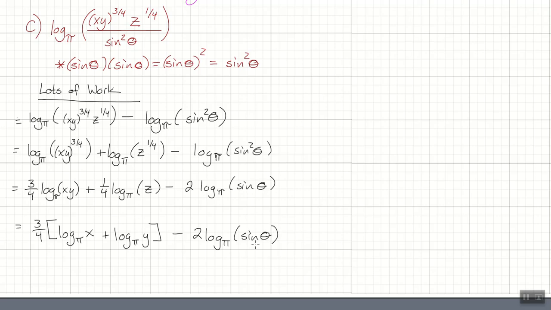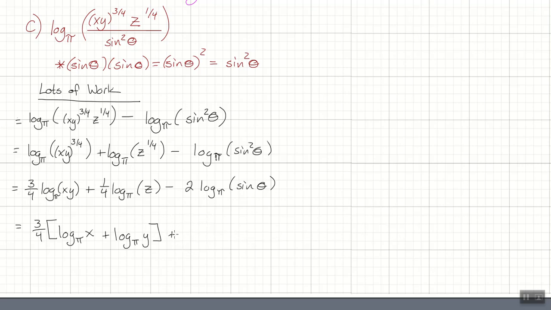At this point, it is entirely up to you. I would take this answer. I'm good with this answer. Why did you put the log x and y in brackets? So that the 3/4 is connected to both of them? I forgot something in this answer. I forgot the 1/4 log base pi z. Where should it go? After the bracket or inside the bracket? After. Cool. That's just a typo.